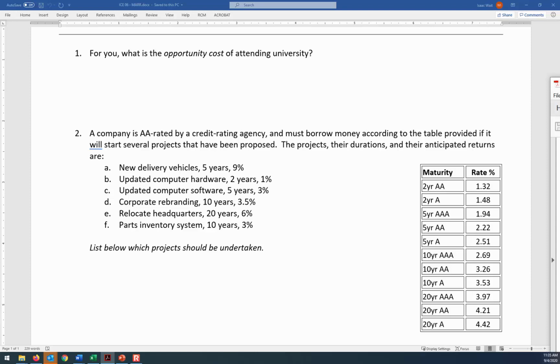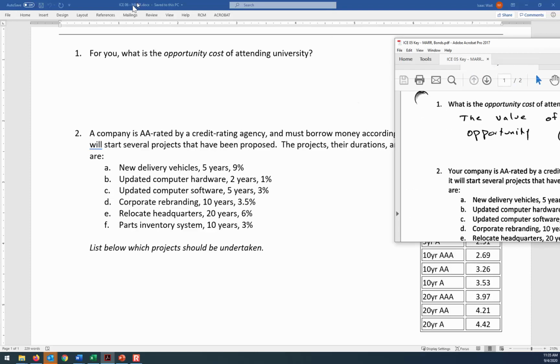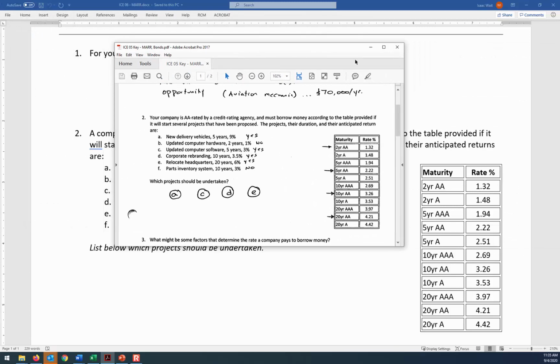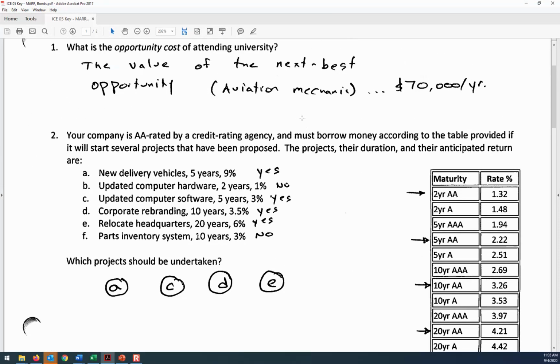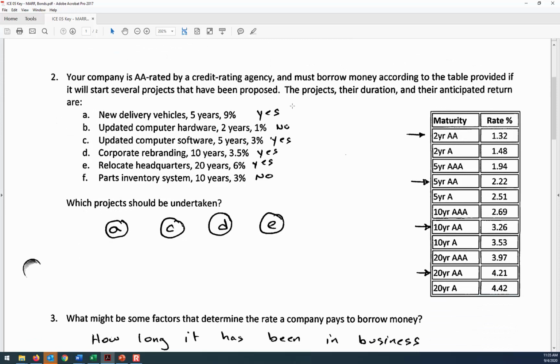And so in question 2, let's look at the analysis here of which project should be undertaken. So it says here that your company is AA rated. And in the table, what it's showing is that different companies borrow money at different interest rates. So the 5-year maybe shows it well. A AAA rated company can borrow money at 1.94%.